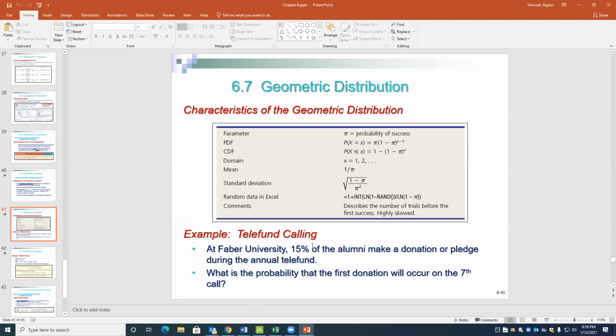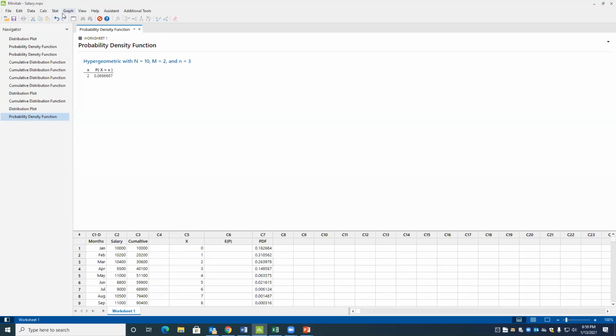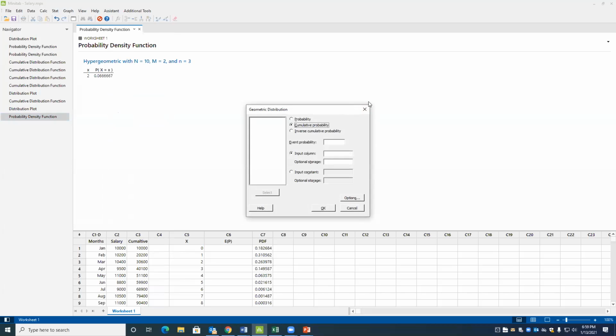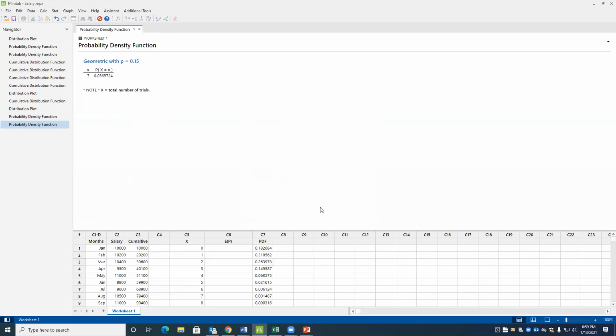So here, this is like a binomial. 15% of alumni make it, but 85% don't make it. But what is the probability that it will come on the 7th call or 7th person? I go here to the calculation of probability distribution. Where is the geometric? Right here. Event probability: it is asking for exactly 7, so what is the 15%? Input constant is how much? 7th, at the 7th call. What is the probability?